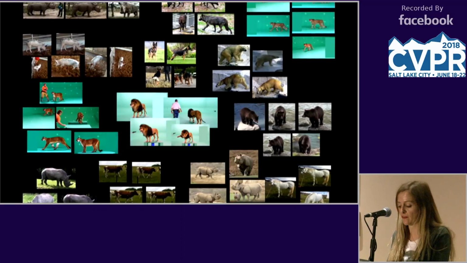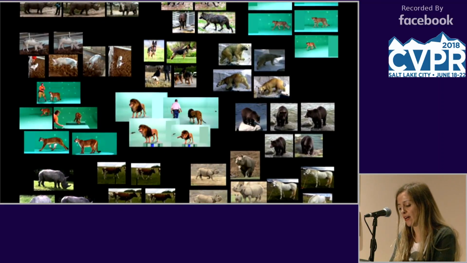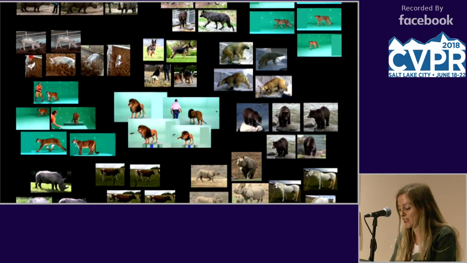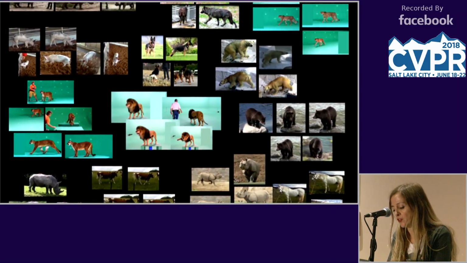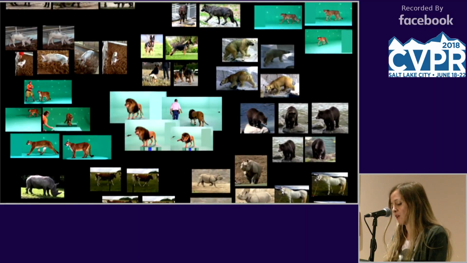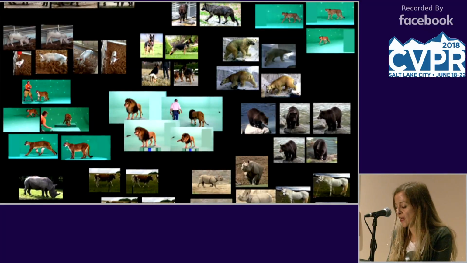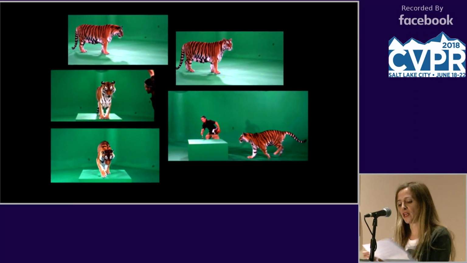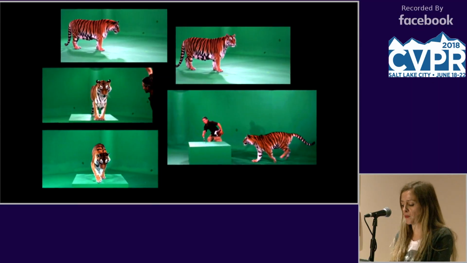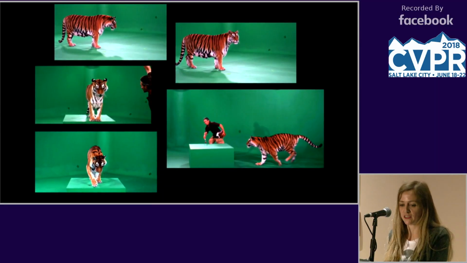So we want to exploit the large number of images and videos of animals that are present, for example, on the web. And suppose we have images of an animal taken at different moments from different views. So in all these images, the pose and maybe the camera are different, and what is constant is the animal shape.